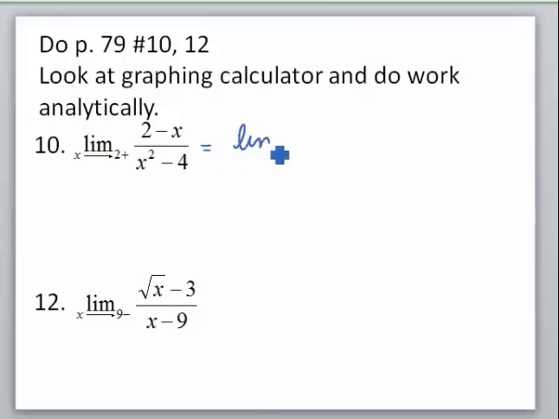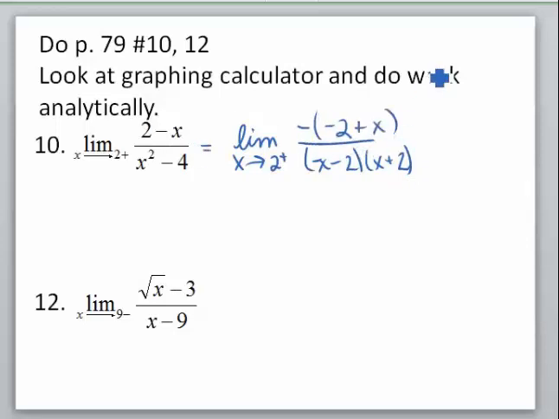This bottom part, I know, factors into x minus 2 and x plus 2. And that's almost what the top says, but to make the top be right I'll take out a negative. And so when I cancel, I'm left with -1 on the top, and on the bottom, when I plug in my 2, I get a 4. So -1/4 is my answer.